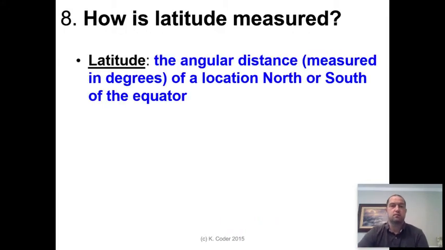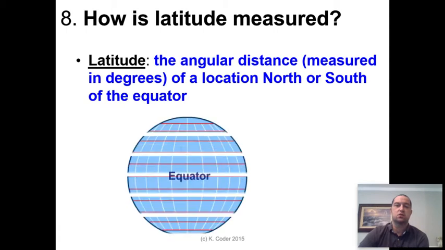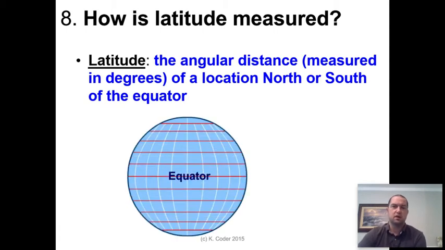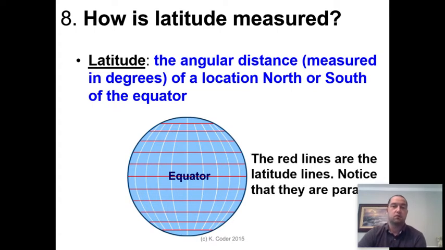How is latitude measured? The definition of latitude is the angular distance, measured in degrees, of a location north or south of the equator. The way I remember this is that it looks like the rungs of a ladder as you climb up. The red lines are the latitude lines. Now, notice that they are parallel to each other. Remember, parallel lines do not touch each other at all or intersect.